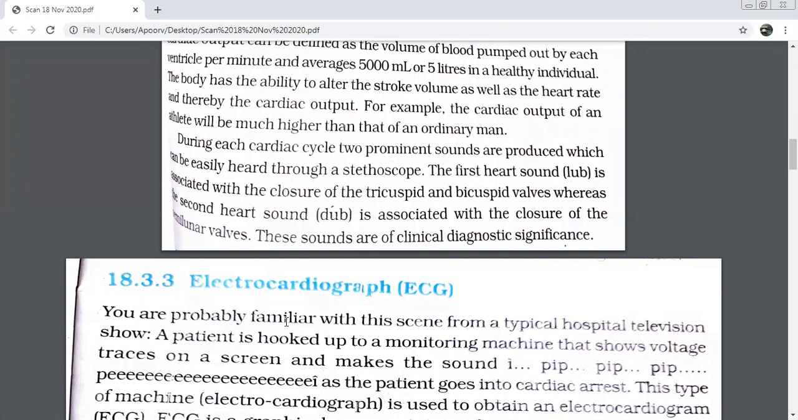Sphygmomanometer. How many of you have it at home? Somebody has a blood pressure problem at home nearby. Have you ever seen somebody measuring BP? Yes, ma'am, I have it. Did you ever try and check your BP? Yes, ma'am. Was it perfect, 80, 120?